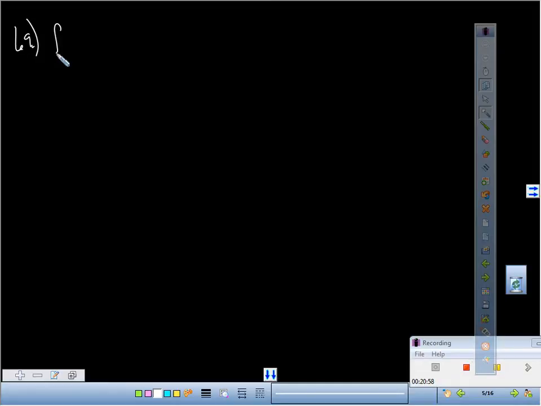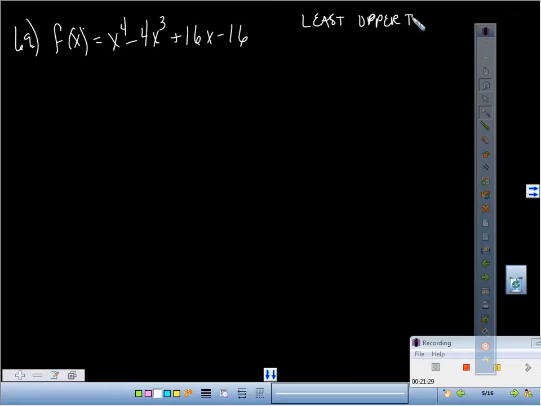It says f of x is equal to x to the 4th minus 4x to the 3rd plus 16x minus 16. Okay? I want the least upper bound and the greatest lower bound.